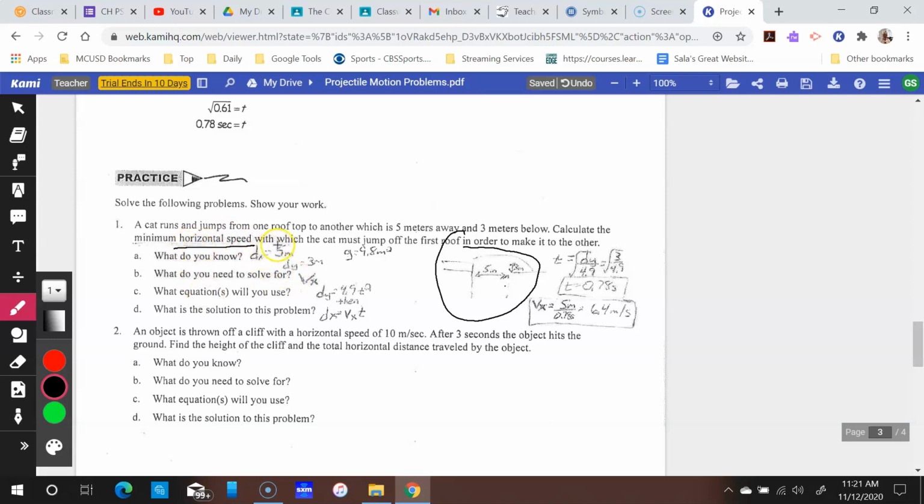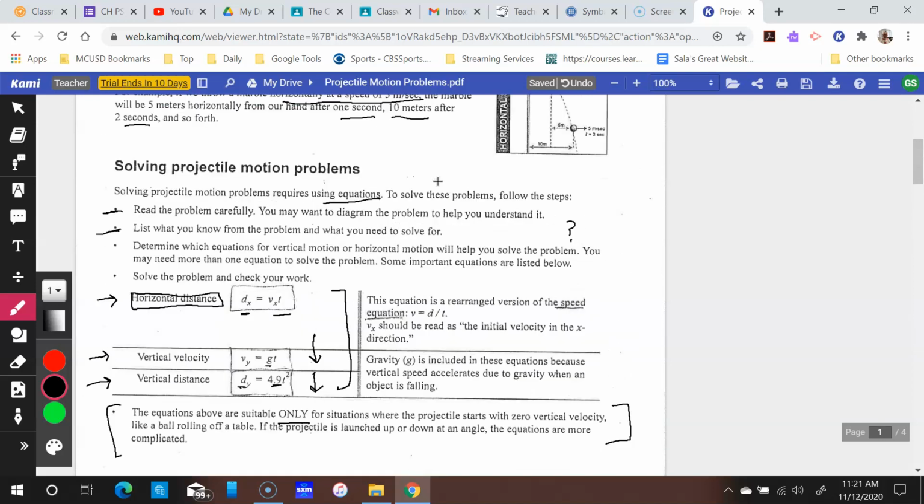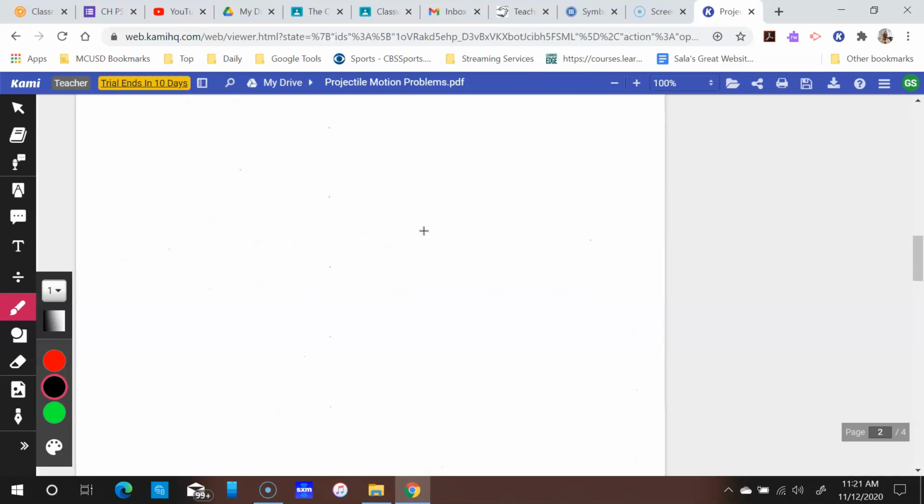So what equation are you going to use? Well, you're missing some information. In order to solve for time, remember, the only equation you have for the velocity in the horizontal direction is this first one, d of x equals v of x times t.